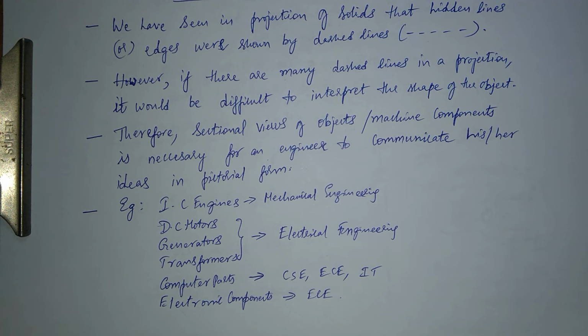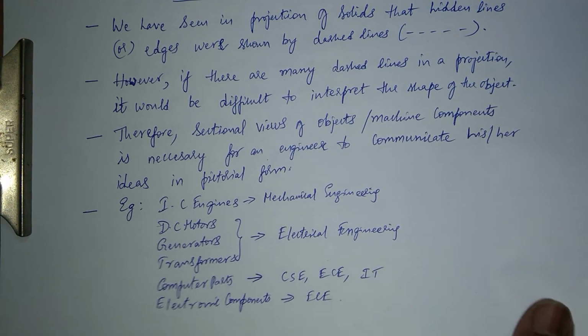So those details would be given out for the respective engineer, whether it's a CSE or an IT or an electronics person. Like there are computer parts, electronic components, and several other components. Those would be manufactured anyway, so those things could use the sections of solids. We'll just move on.